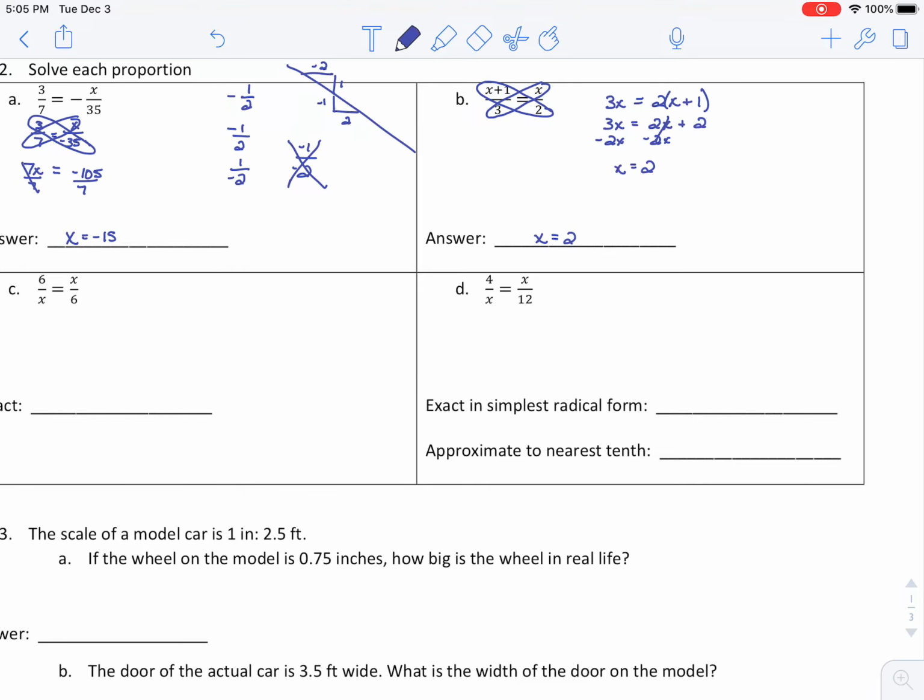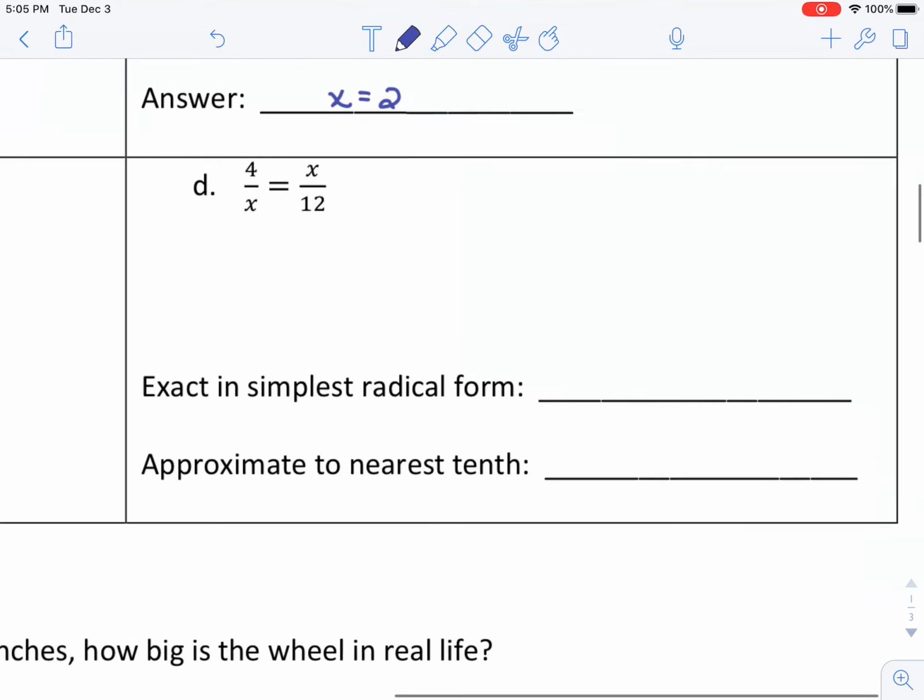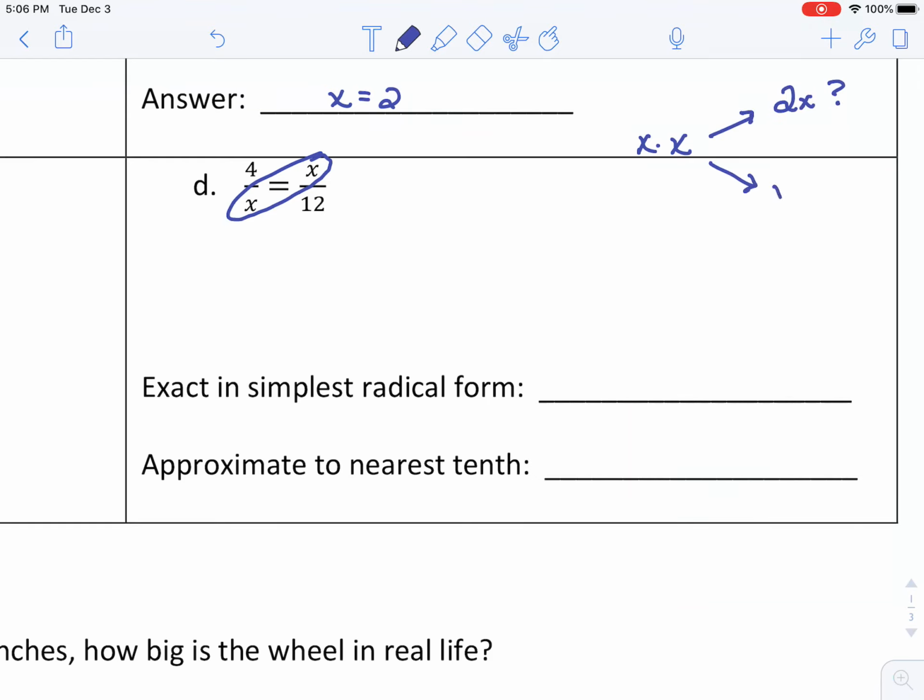We are going to skip part C for a moment and look at part D because they're pretty similar. What I want to point out about this one, there's no distributing, but there is an x times an x. People mess this up a lot. The main thing people aren't sure about is: is x times x 2x? Or is x times x x squared?